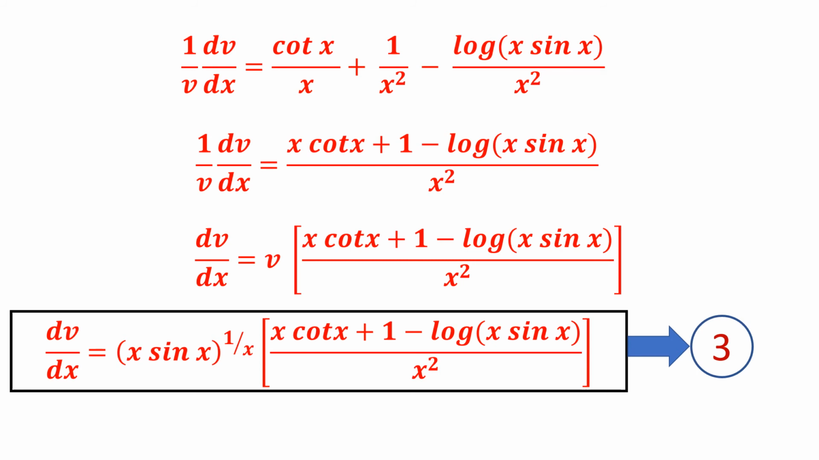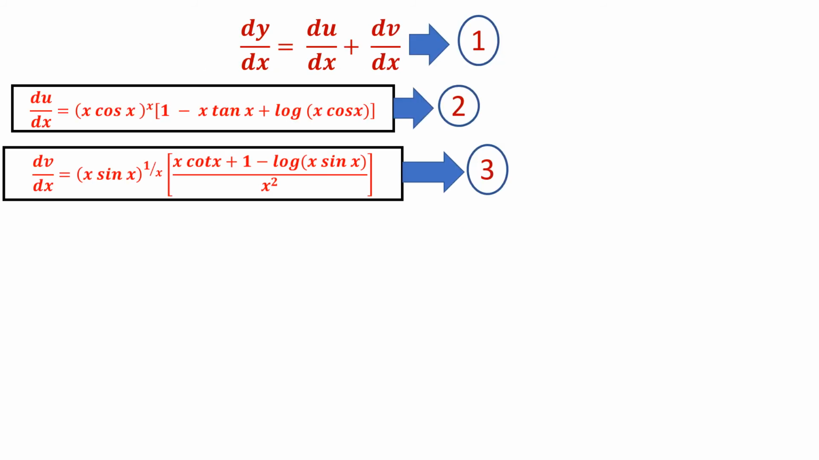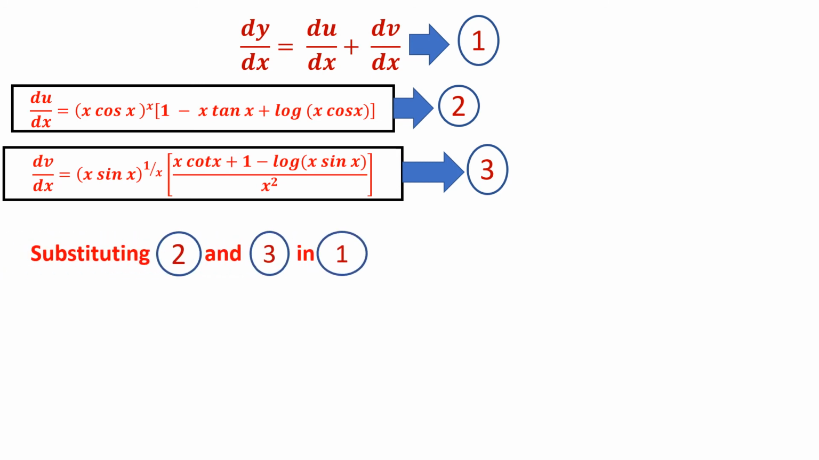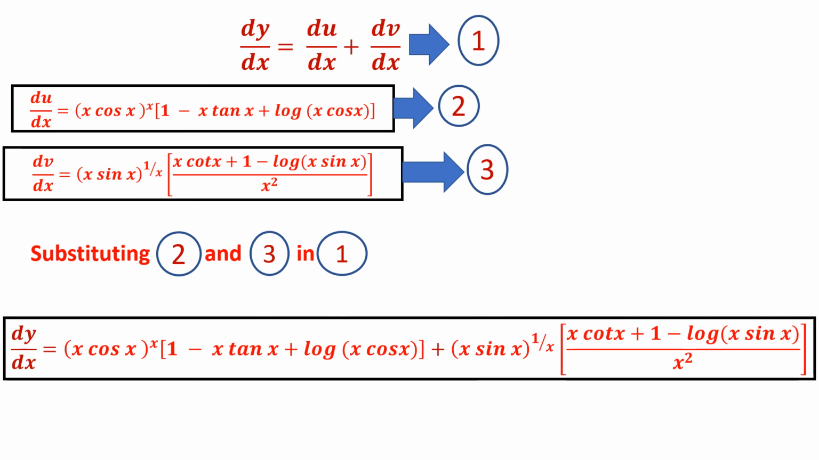Here we have found dv by dx. All of them are to be substituted in dy by dx. Substitute 2 and 3 in equation number 1. You will get dy by dx is (x cos x) power x into 1 minus x tan x plus log of x cos x, first term, plus (x sin x) whole power 1 by x into x cot x plus 1 minus log of x sin x upon x square.